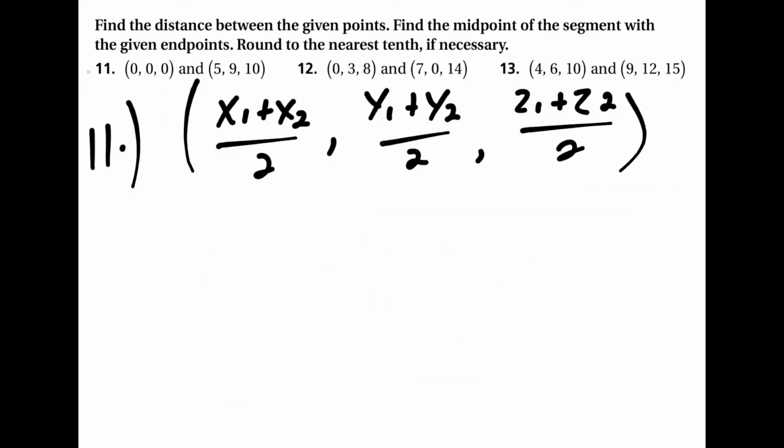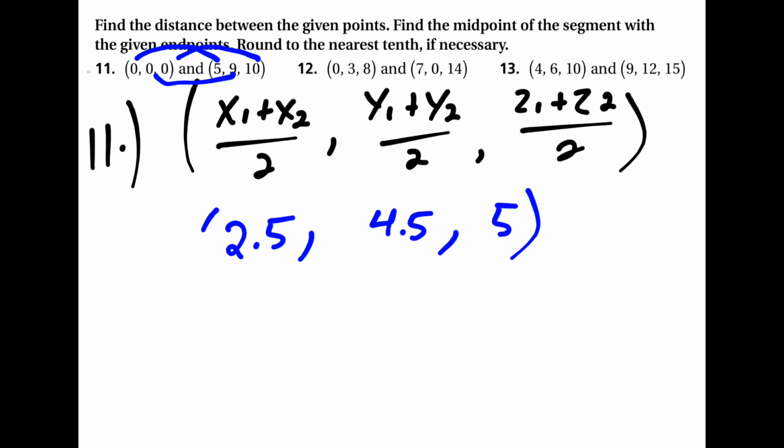Next up for midpoint, the formula changes, but the same general approach. We can plug in the 2 x coordinates, and I average them, so I get 2.5. The 2 y coordinates, I average them, so I get 4.5. And then the 2 z coordinates, and I average them, and I get 5, and that's my midpoint.